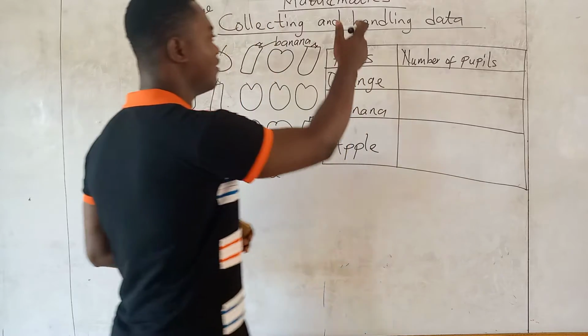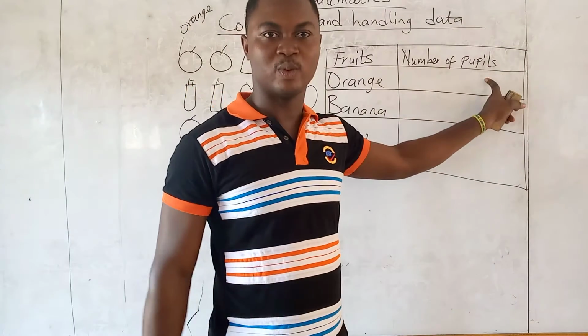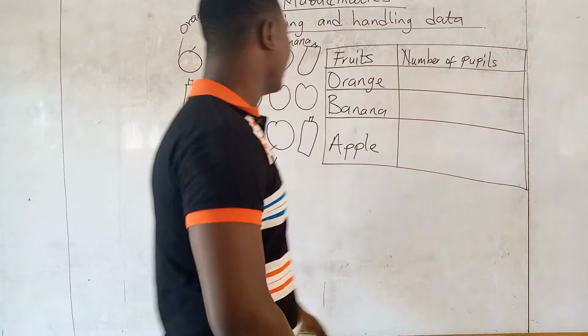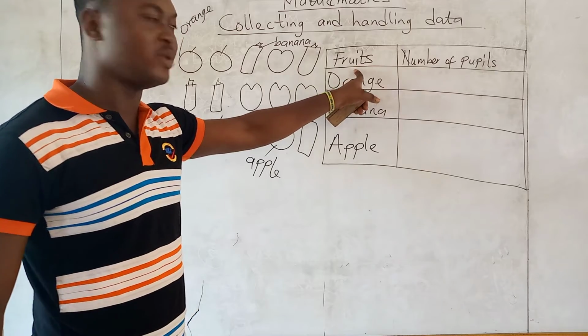Okay, so now we have filled this part. The next thing we are going to look at is the number of what? People. Now, you are going to help me do the counting. Number of people who chose orange to be their best fruit.